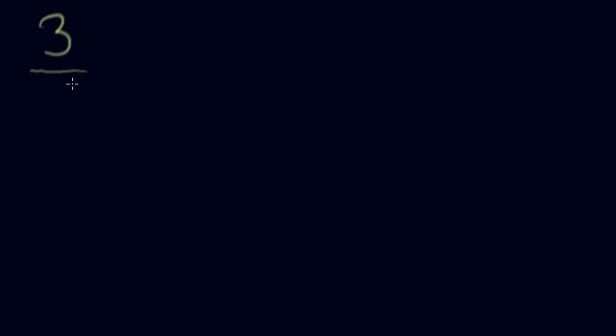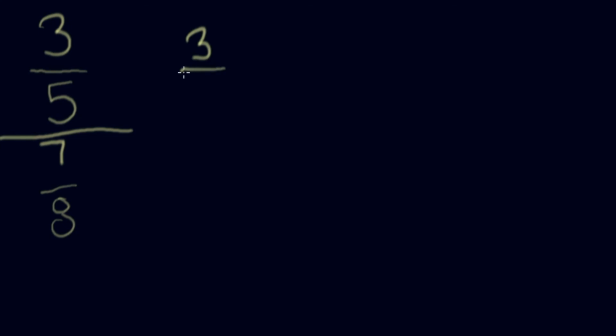So here's a friendly little fraction. This is 3/5, and now we're going to put it over another fraction, 7/8. Now, if I asked you, is there another way that we could rewrite this? Well, we could write it as 3/5. And what does the fraction bar mean? It means divide. So this is actually 3/5 divided by 7/8.